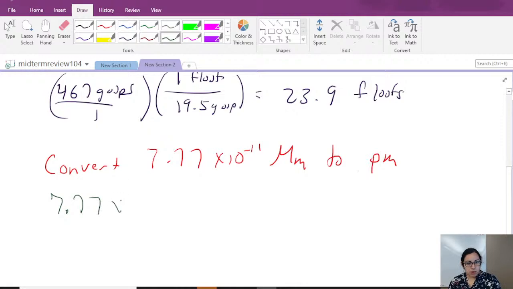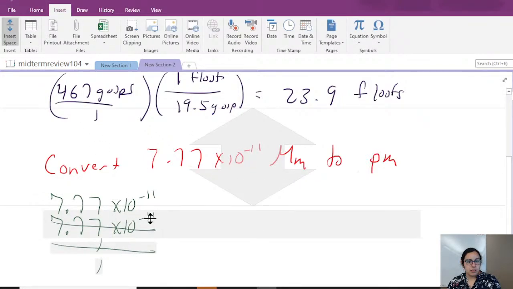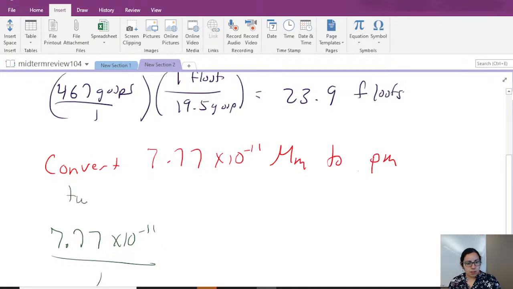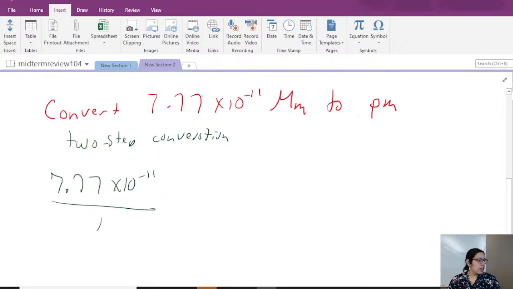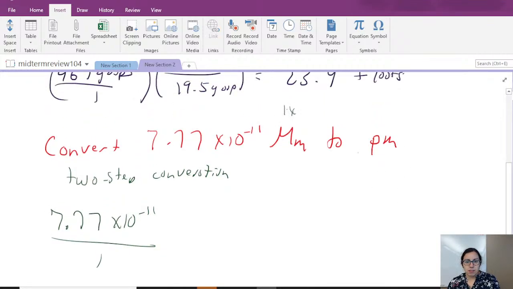And so I'll show it by two methods. So one, right, we could do our two-step conversion. So I'll write this, what I call two-step conversion, where we're looking at our base units. And so what was megameter again? So 1,000,000, so 1 times 10 to the 6.